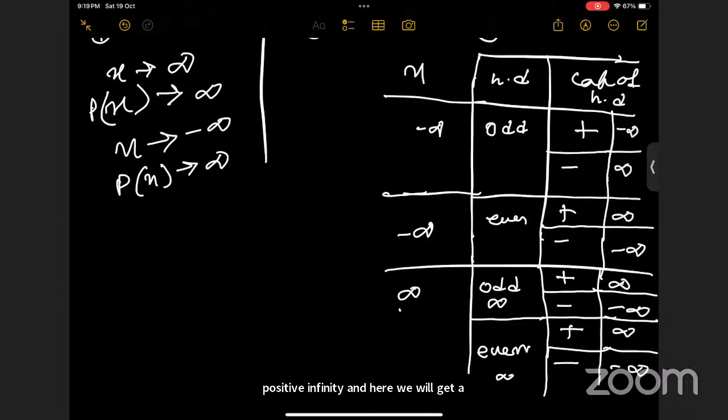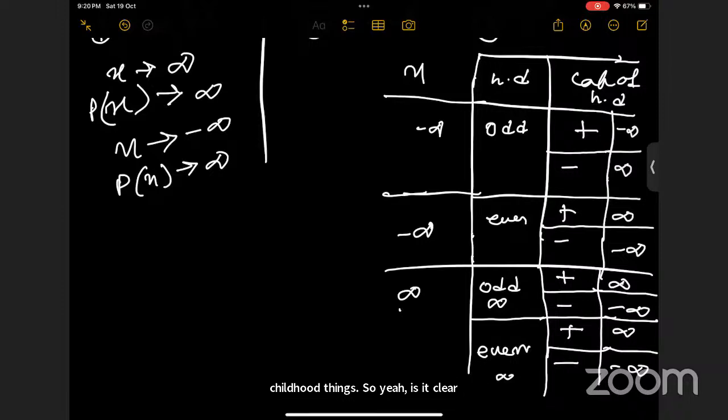Okay, so these are the whole chart. All the cases are there. This is the thing: positive, positive, negative, negative, negative. Positive, positive, positive, negative, negative, positive. So yeah, is it clear now?